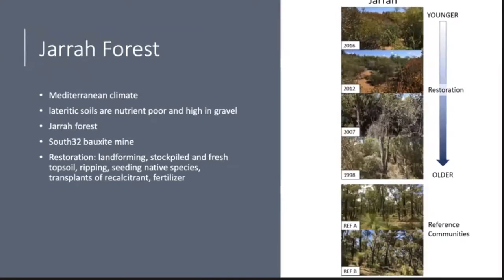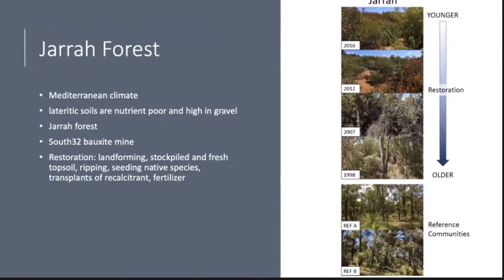Finally, in the Jarrah Forest, it is also a Mediterranean climate, and it has those lateritic soils. The restoration, similar to the Swan Coastal Plain, was land forming, stockpiled and fresh topsoil, ripping, seeding, and transplants.